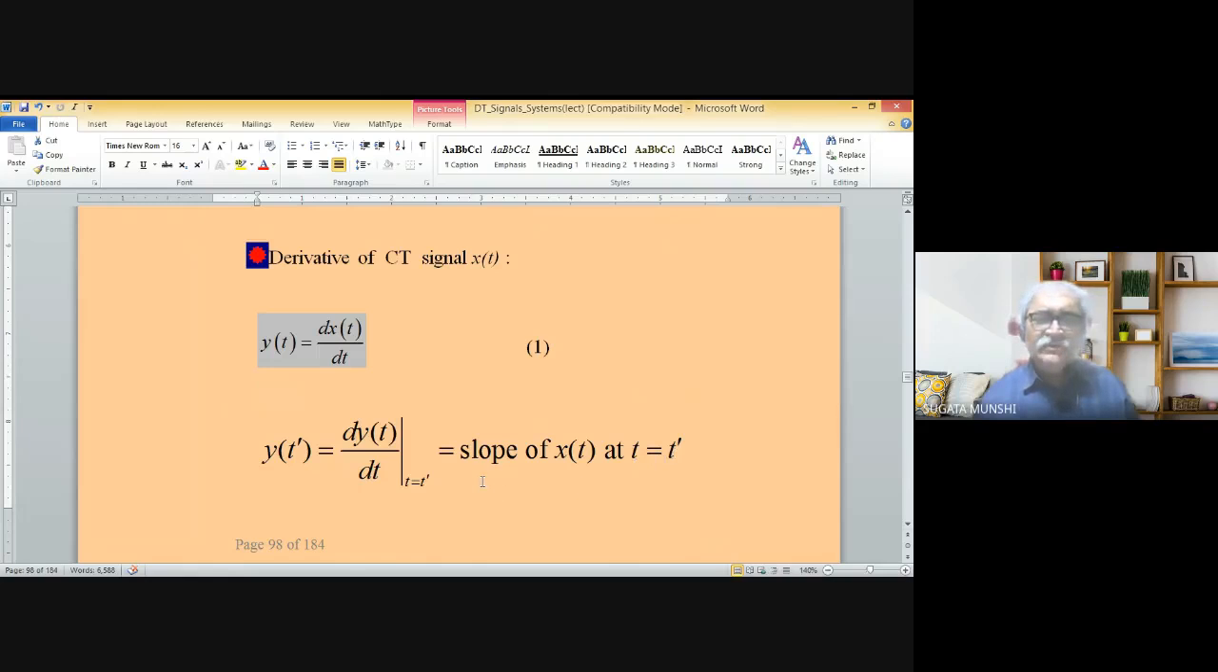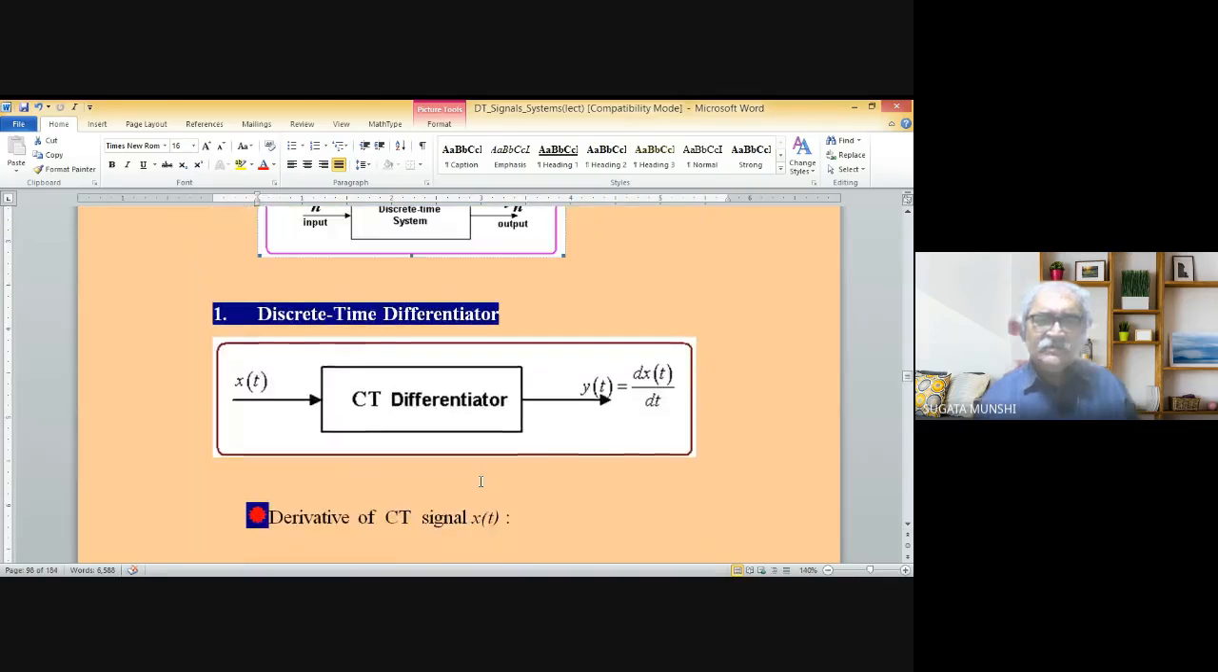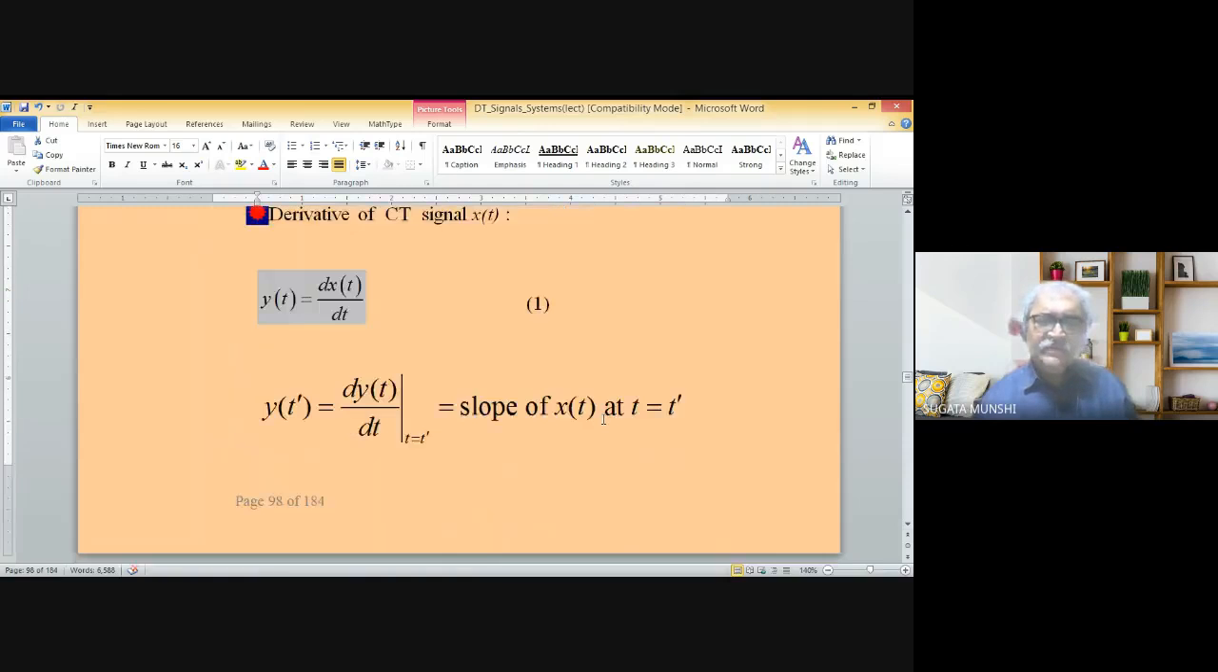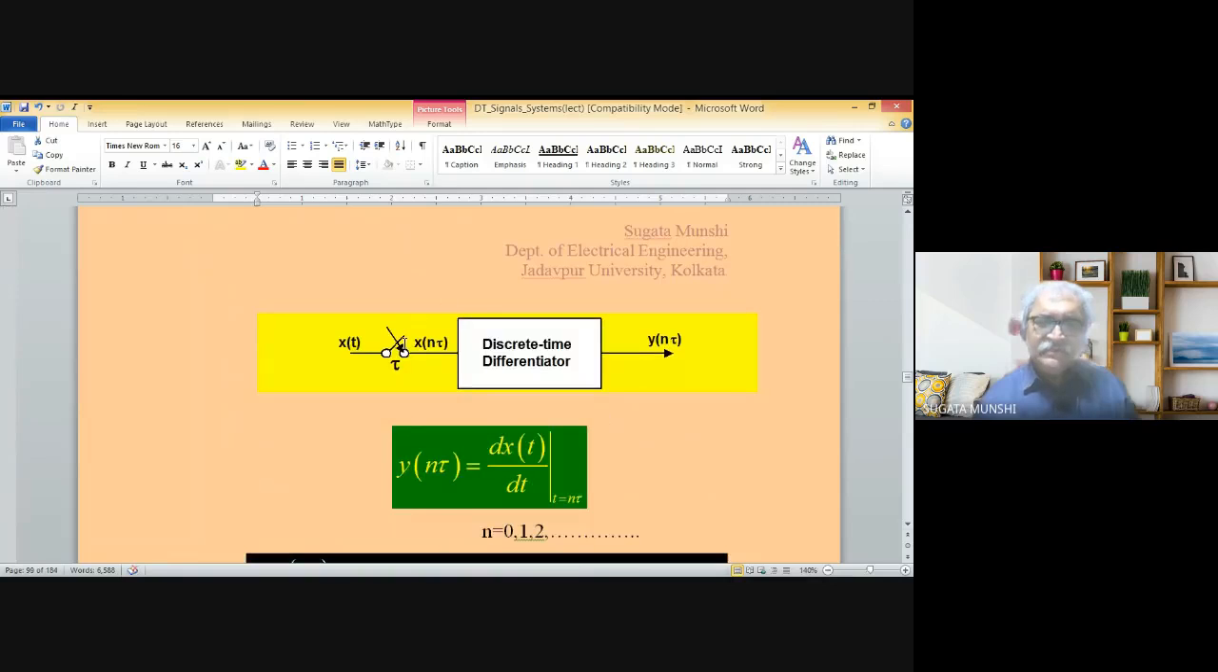Now what you intend to do here is replace the continuous time differentiator with a discrete time differentiator, which will operate on the input signal xt to generate yt. First there will be an ADC, which I am representing by that uniform sampler. After digitization, you have this discrete time differentiator. At every sampling instant, the output of this discrete time differentiator will be the derivative of xt at that instant.